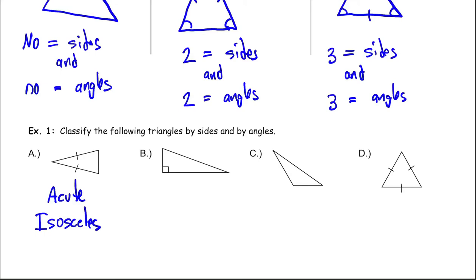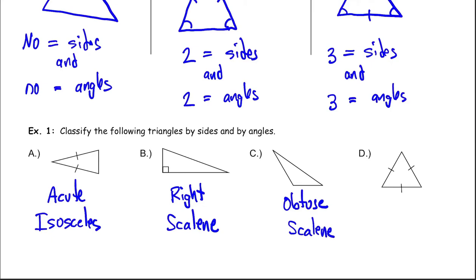Next, letter B. Is it acute, right, or obtuse? Obviously, you can see that right angle there. This is going to be right. Is it scalene, isosceles, or equilateral? Well, none of the sides are marked congruent. So they're all different, which means it's scalene. Okay, next, letter C. It looks like I have an obtuse angle right here. That's definitely more than 90 degrees. So I'm going to say this is obtuse. None of the sides are marked congruent, so this is also scalene.